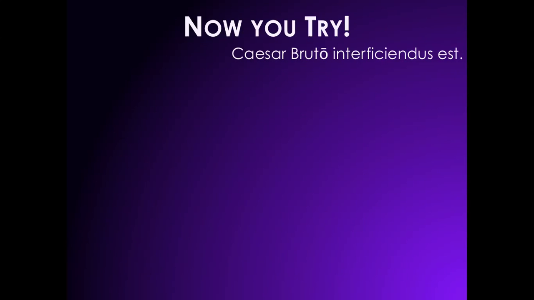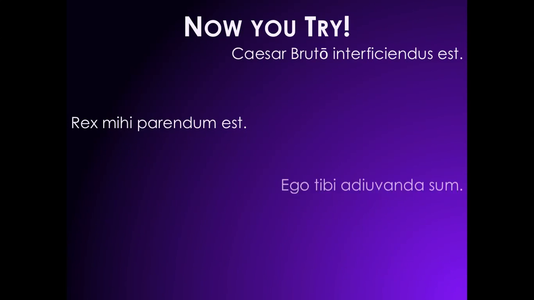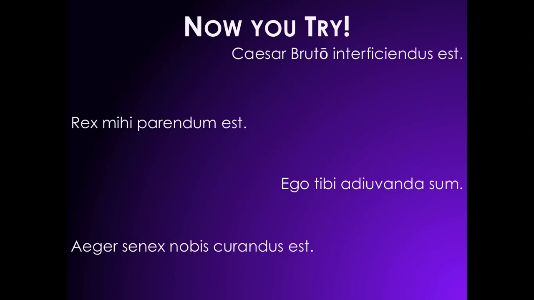Caesar Bruto interficiendus est. Rex mihi parendum est, ego tibi audiuanda sum, Iger senex nobis curandus est. So just choose one of those and look at it for a minute and see if you can translate it.